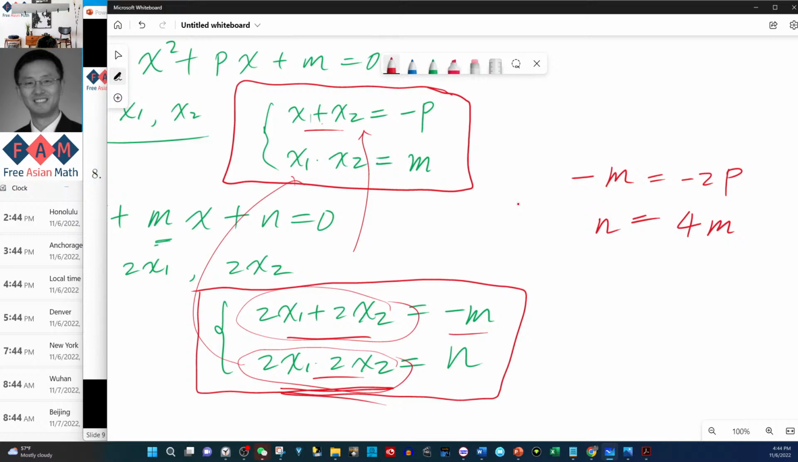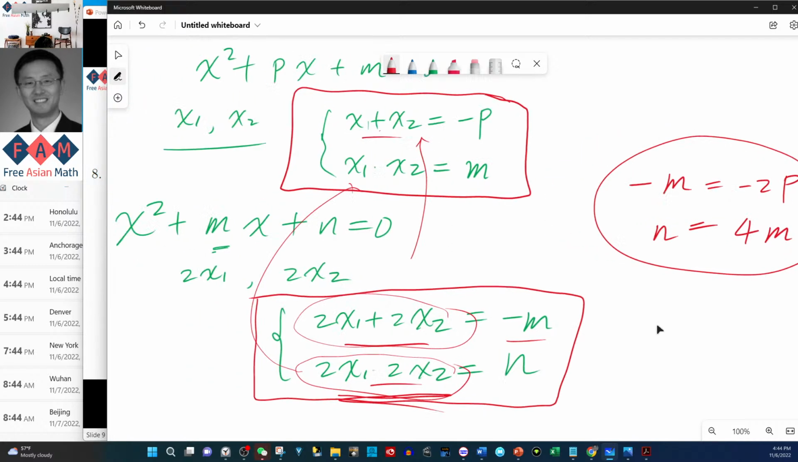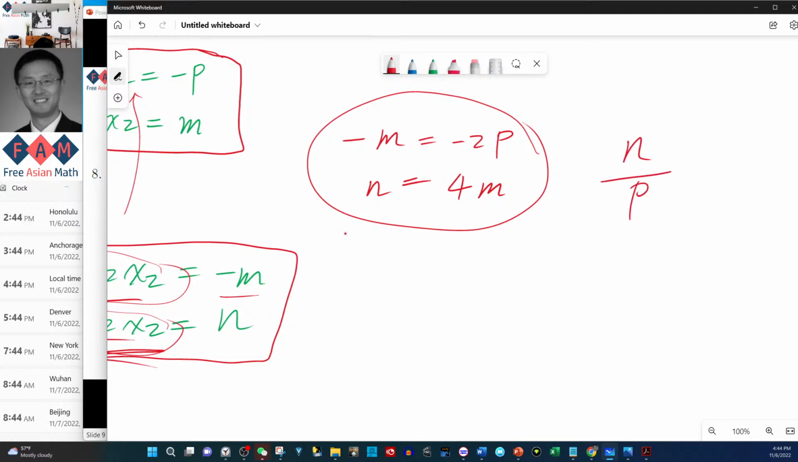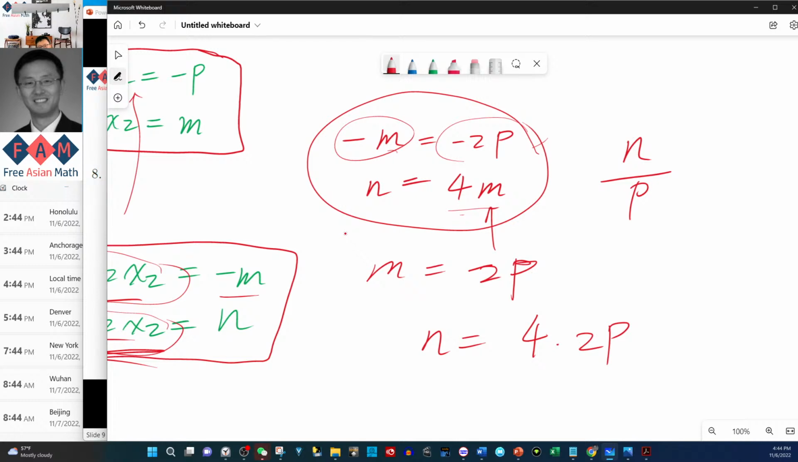Wow, that's something really close. Now you can see that the problem becomes really trivial, right? What do we need to know? We need to know what n over p is. Don't you see the solution already? You just need to plug in this and cancel out the m. So m equals 2p, right? Because negative m equals 2 times negative p, so m equals 2p. And you just plug in, so n equals 4 times 2p. There we go, equals 8p. So what is n over p? That's 8.